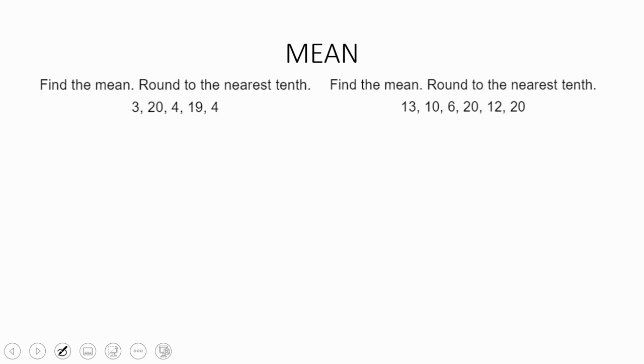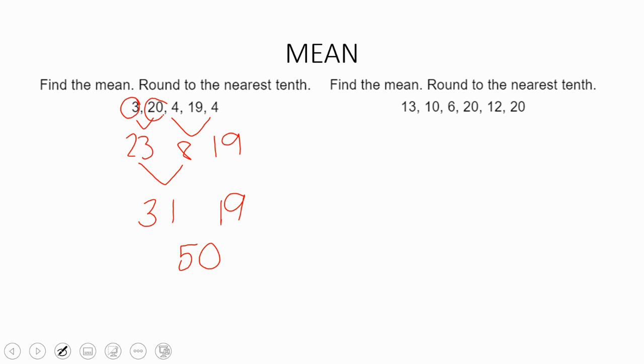So first we're going to look at mean. Okay, so like I said, the mean means the average. So you're going to add up all the numbers and then divide by how many there are. So I'm going to go ahead and add these. So I'm going to do 23, 4 and 4 is going to be 8, and then I have 19. All right, so I'm going to add 23 and 8, and that is going to give me 31 and 19.